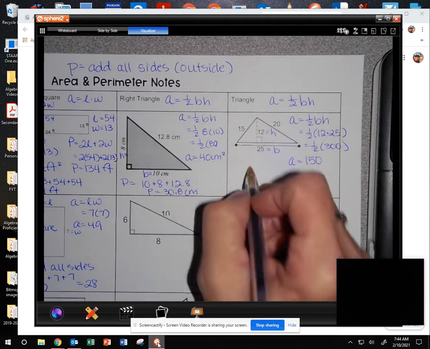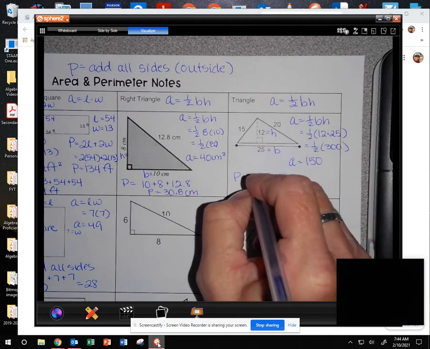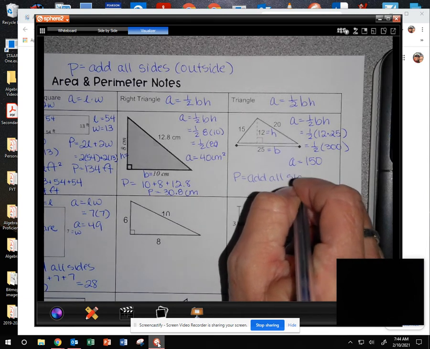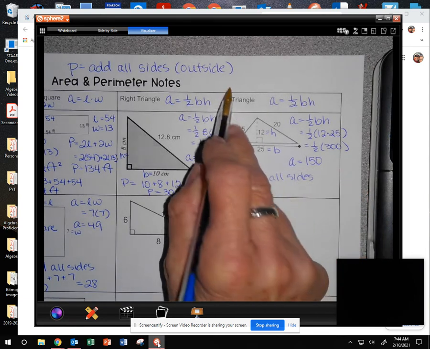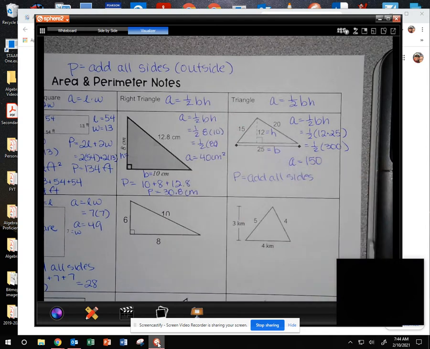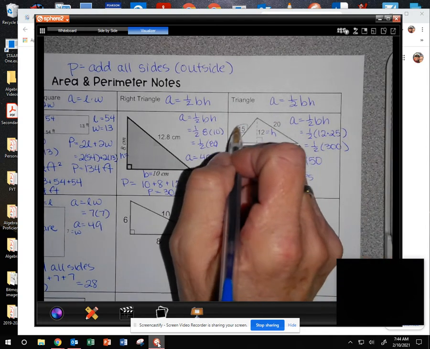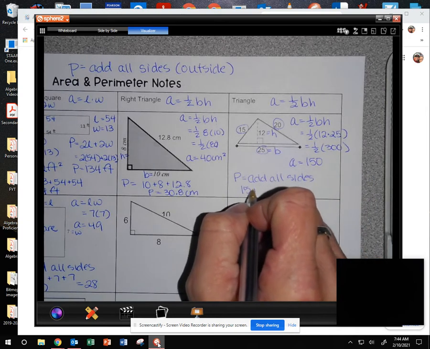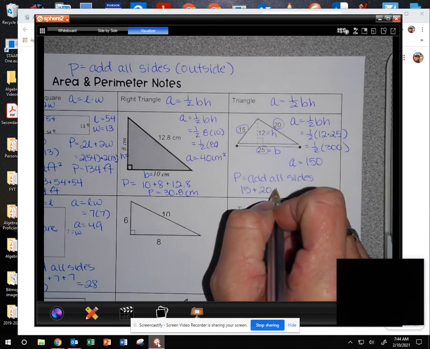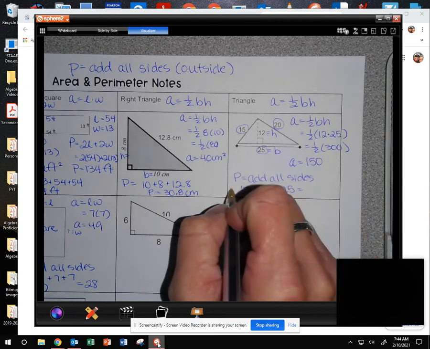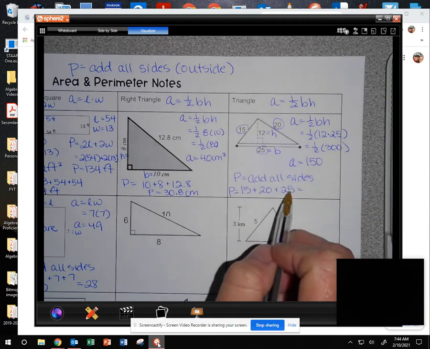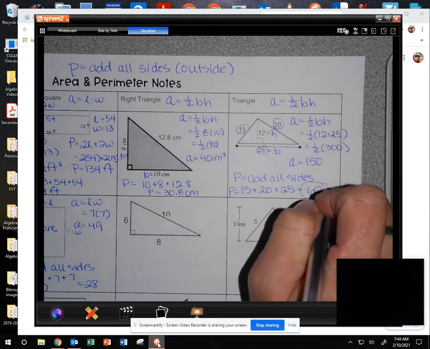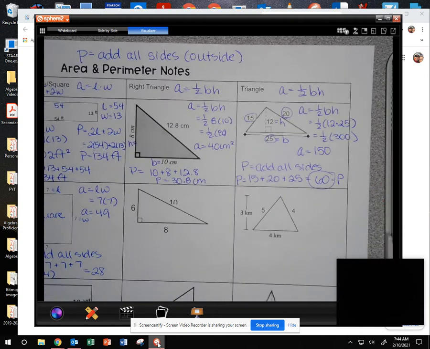Okay. Now, my perimeter is to add all sides. But if you remember from what I wrote at the top, it's all the sides on the outside, which are 15, 20, and 25. So 15 plus 20 plus 25. So that would be 25, 30, 40. My perimeter is 60.